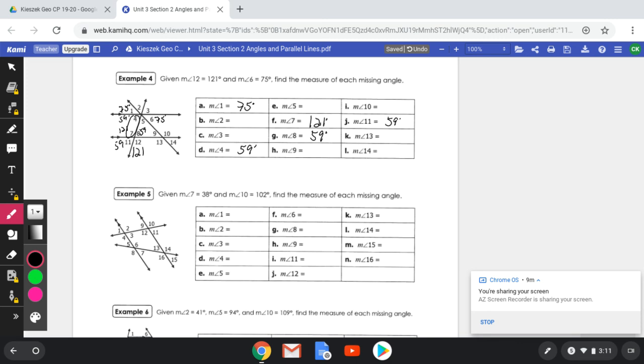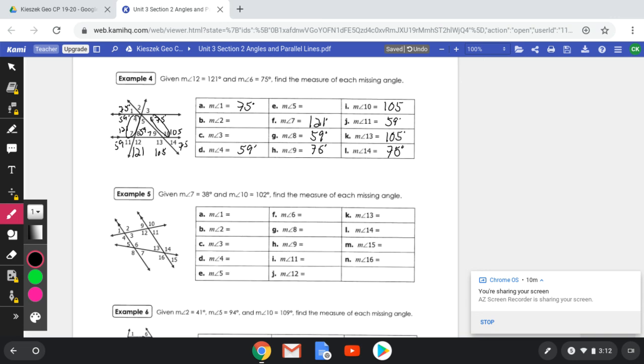Which also means, if I look on the right side here, 6 and 14 are corresponding. So therefore 14 is also 75. And then 6 and 10 are consecutive or same side interior angles. So I'm going to do 180 minus 75, which is going to be 105. So this is 105. Which then helps us get that bottom right corner because 9 and 14 are vertical, so that's both 75. And 10 and 13 are vertical, so it's also 105. Let me just write this down, 105, 75.